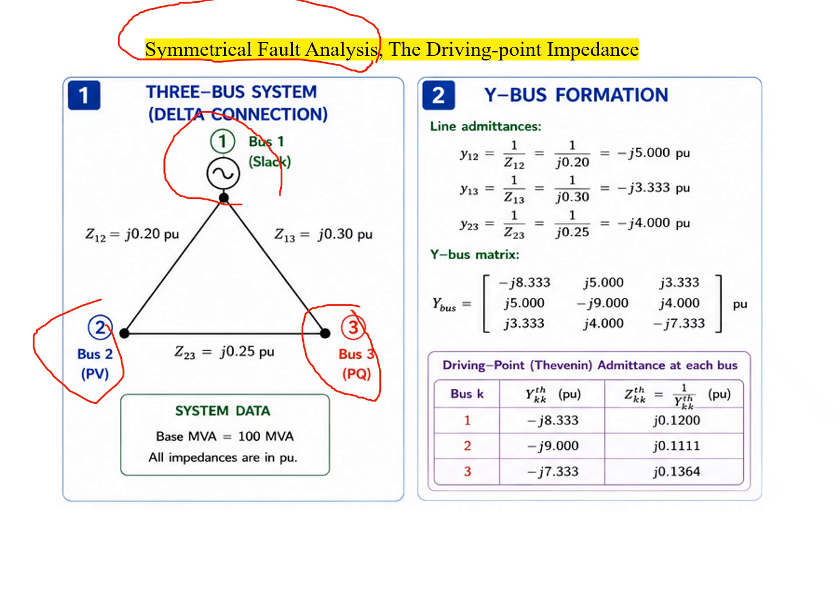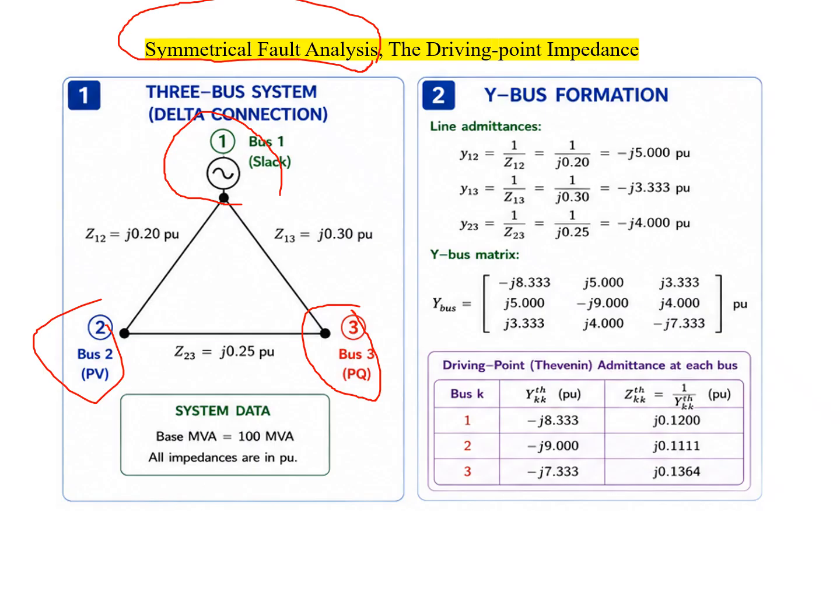But when it comes to the PV bus, active power and voltage will be fixed, but voltage angle and reactive power will be calculated based on the power mismatch. Whereas for a PQ bus, the power, both active and reactive, will be fixed, but voltage and the voltage angle will be calculated using the iteration method.